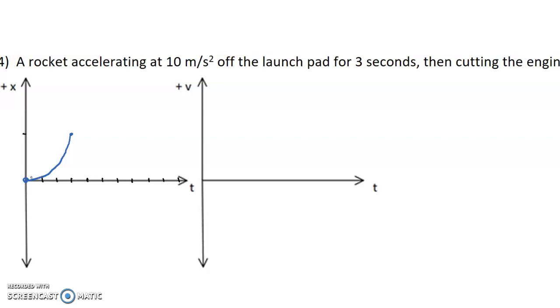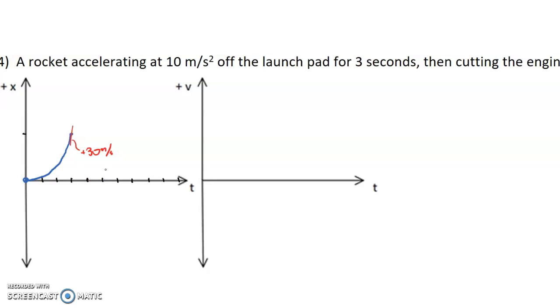So that's the first part. That's the first 3 seconds. Then it cuts the engine. And at this point, we're now in free fall. We have an object that has a slope right here of positive 30 meters per second. And gravity is going to take away 9.8 every second. So if you look at it, a second later we're going 20.